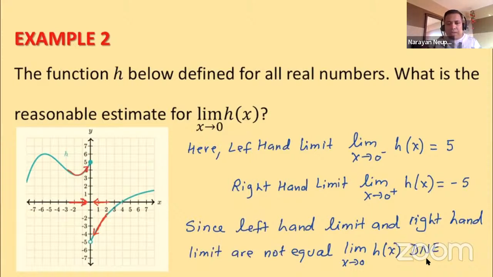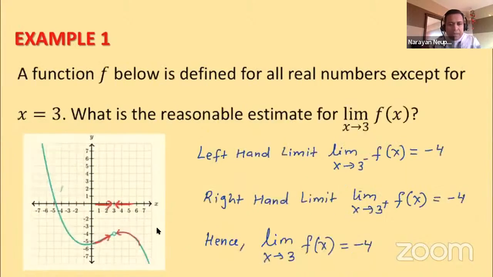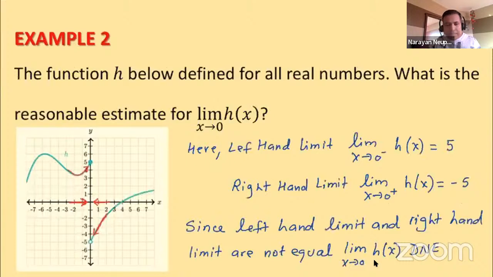DNE means does not exist. We can write it like this. The reason the limit does not exist is because the left-hand limit and right-hand limit are not equal. One more time, for the limit to exist, the left-hand limit and right-hand limit must be equal. In the first example, they were equal. That's why the limit exists and we got the value of the limit. But in the second example, the left-hand and right-hand limits are not equal and the limit does not exist.